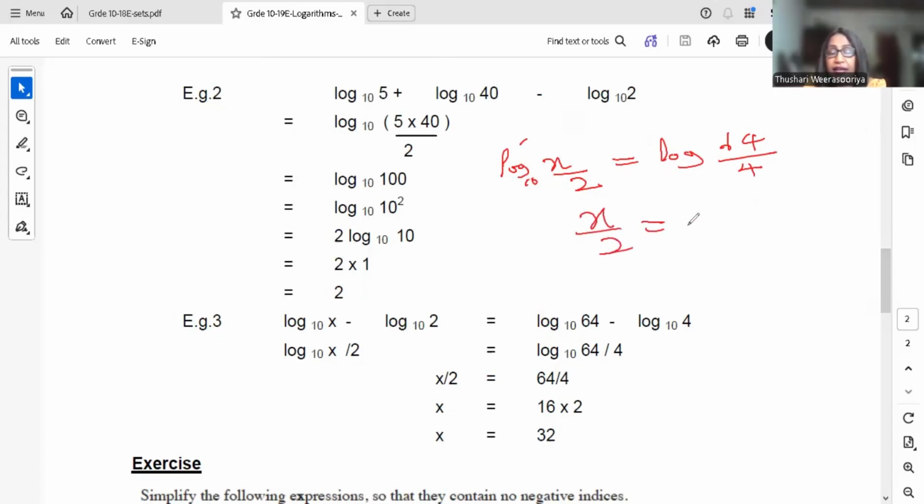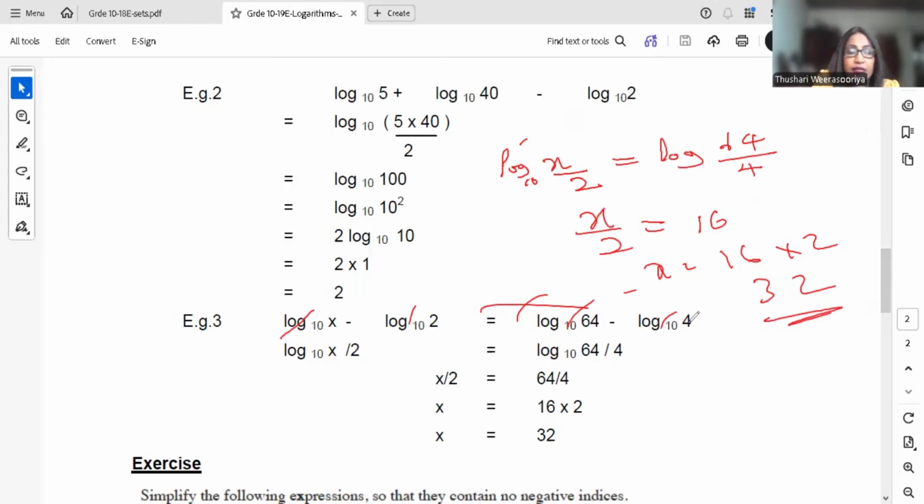You can cancel logarithms at a time only for 2 logarithms. Right now, one child can see, I can cancel this and this and this and this. You can't do like that. You can cancel when you have 2 logarithmic expressions only. 64 divided by 4 is 16. Then x equals 16 into 2. That is 32. Very simple logarithmic equation. That's how you solve the logarithmic equation.